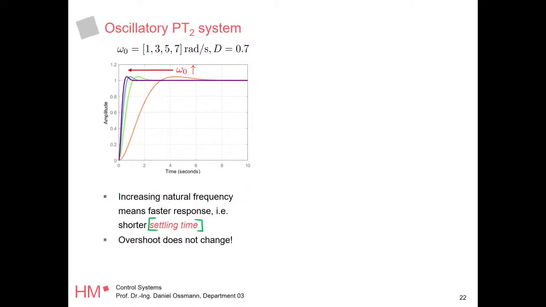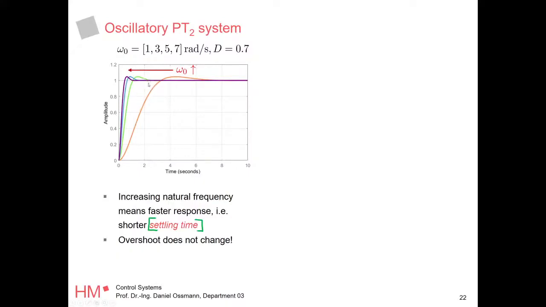How can you remember the settling time? In German it is Einschwingzeit. That means, how fast do we actually get to our final value? How much time do we need to actually converge to a proportional system-like behavior? And obviously you should see the green one is much faster than the orange one.